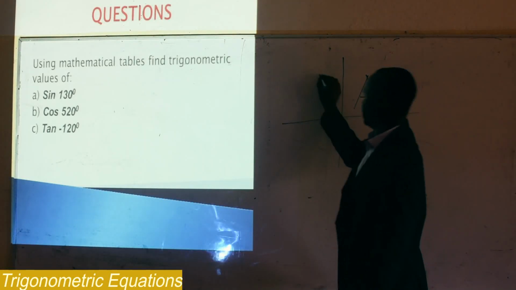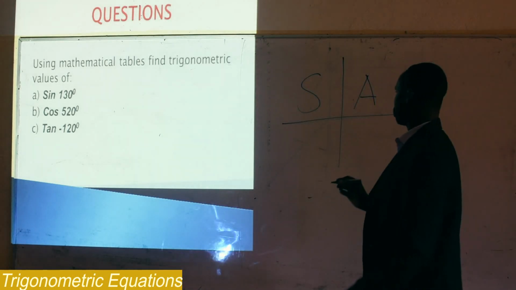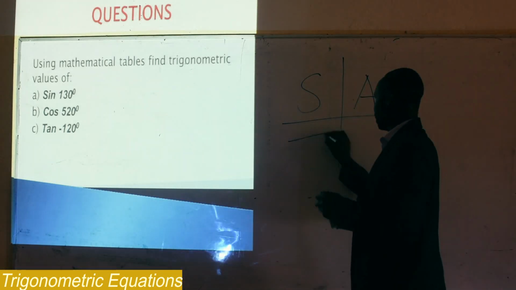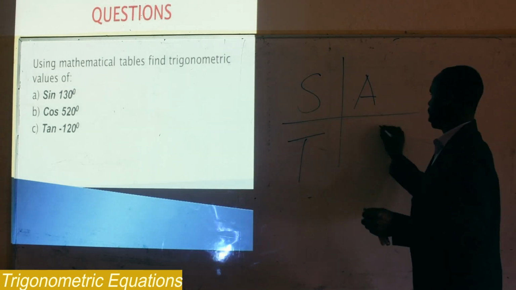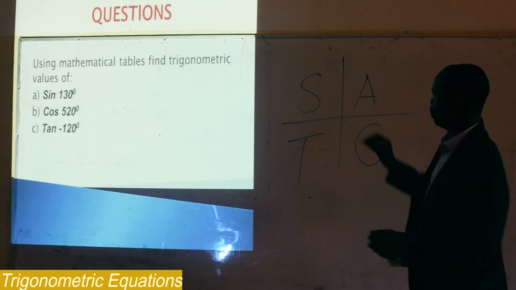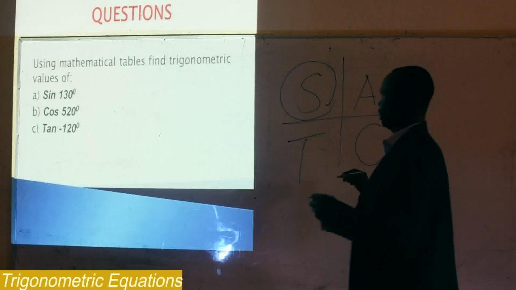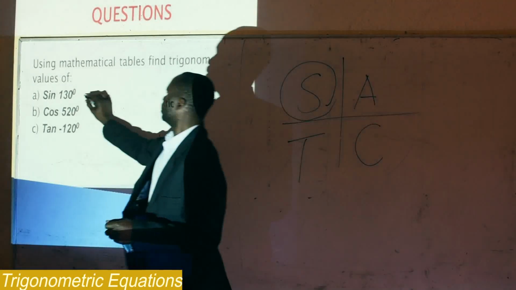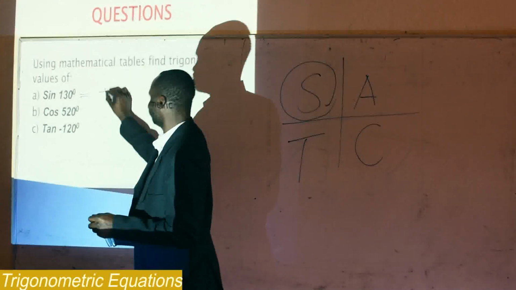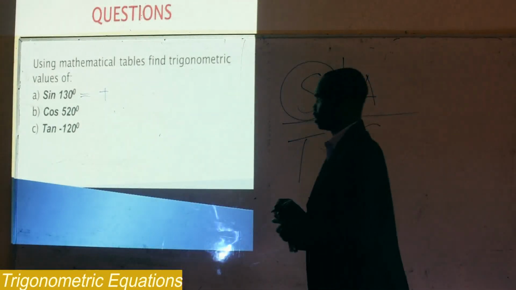We'll talk about where sine is positive, where tan is positive, and where cos is positive. So here, the sine is positive. We will begin by talking about this, which equals a positive value. The value of that one is a positive value.